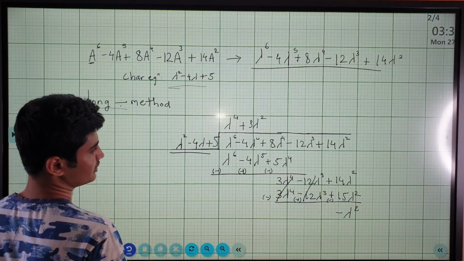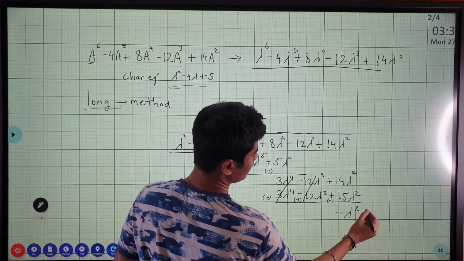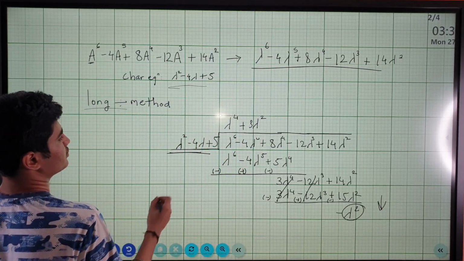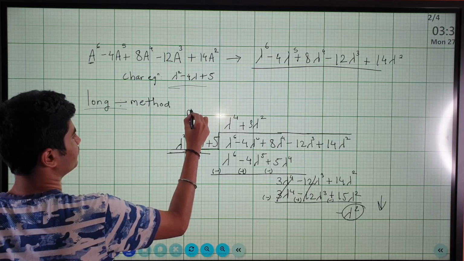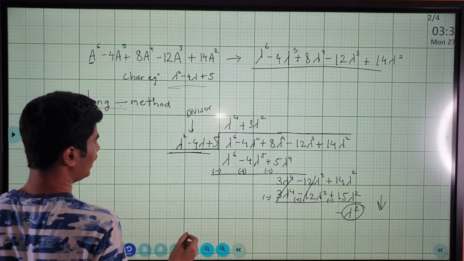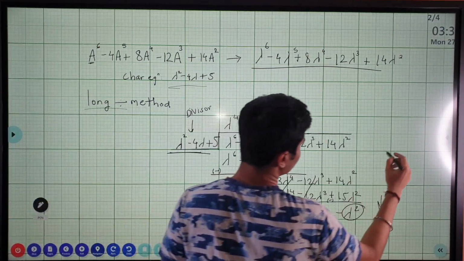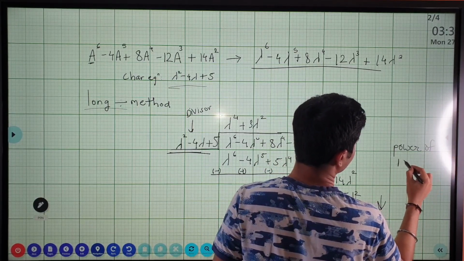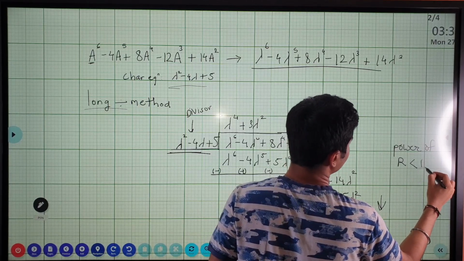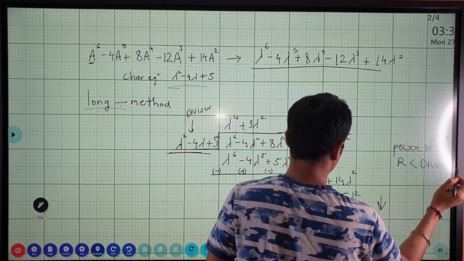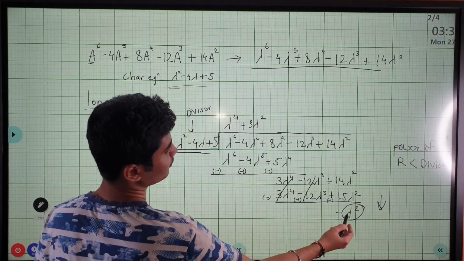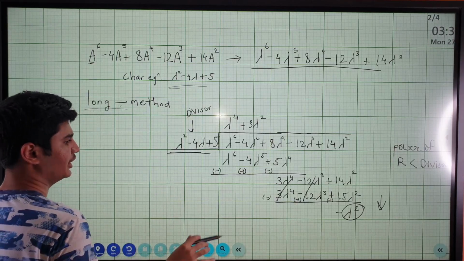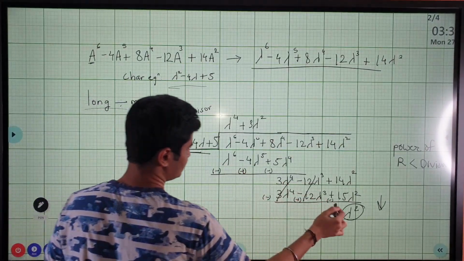The best part is that we have to divide until the power of this remainder becomes less than the divisor. So this is the divisor, and we have to divide until the power of the remainder becomes less than the divisor. Currently the power of the remainder is 2 and the maximum power of the divisor is also 2. That means we have to further divide this equation.